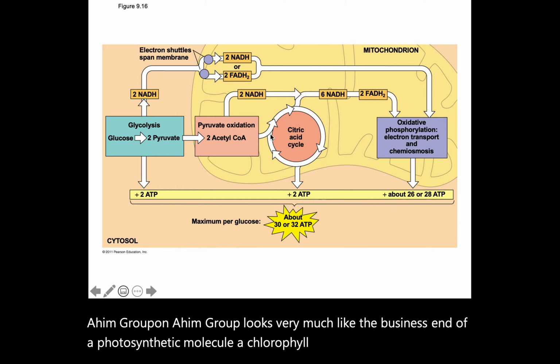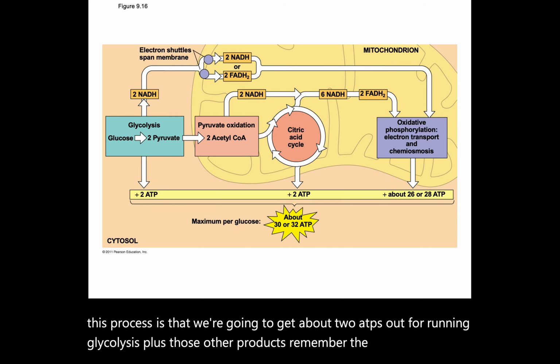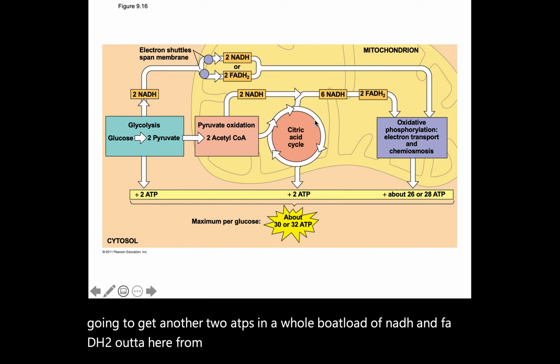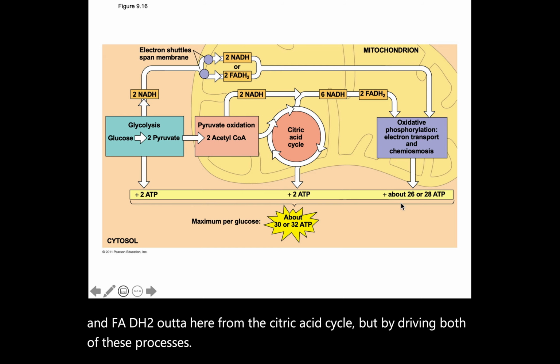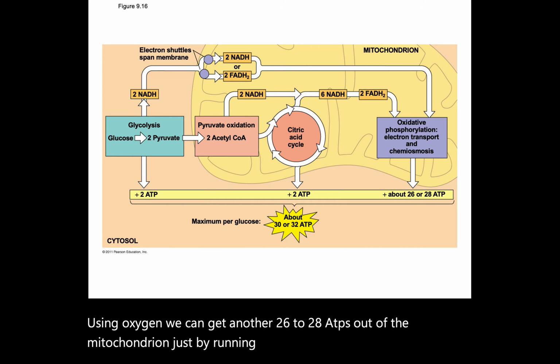So the net result of this process is that we're going to get about 2 ATPs out for running glycolysis, plus those other products, remember the NADH. We're going to get another 2 ATPs and a whole boatload of NADH and FADH2 out of the citric acid cycle. But by driving both of these processes and using oxygen, we can get another 26 to 28 ATPs out of the mitochondrion just by running those hydrogen ions through the ATP synthase and having it spin around.